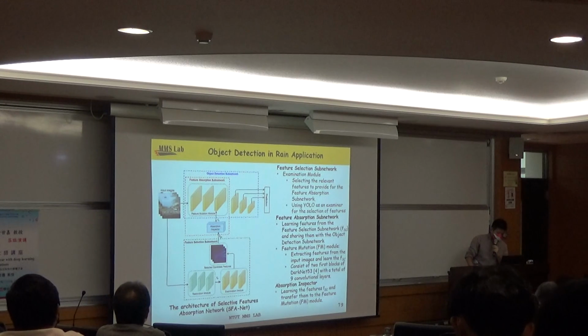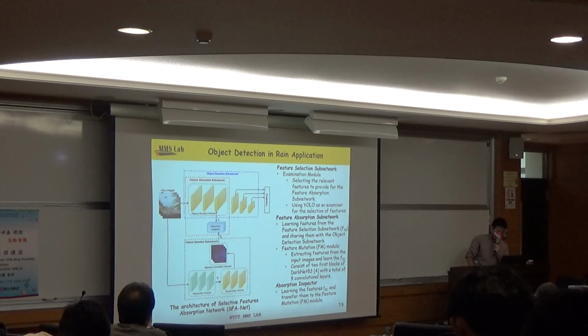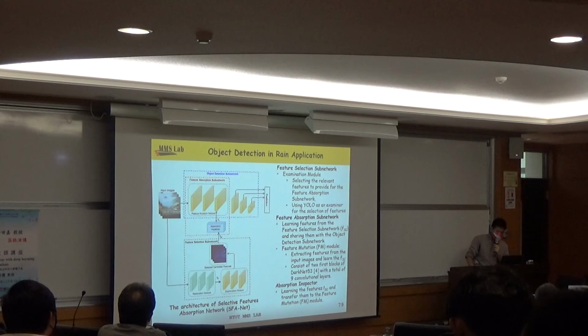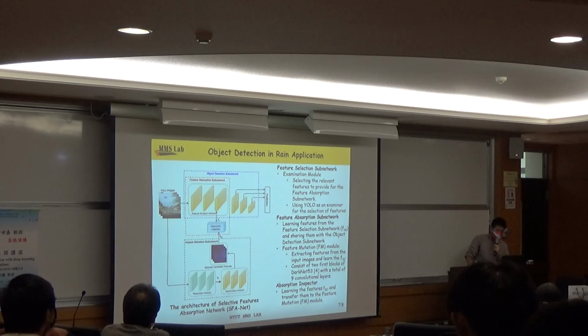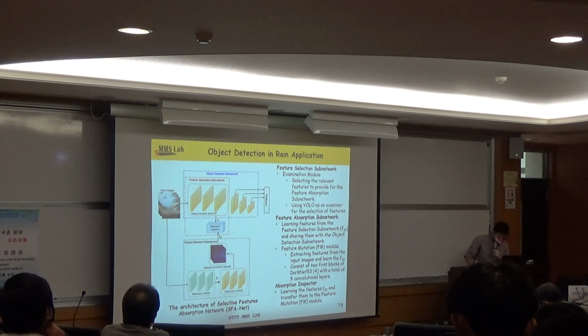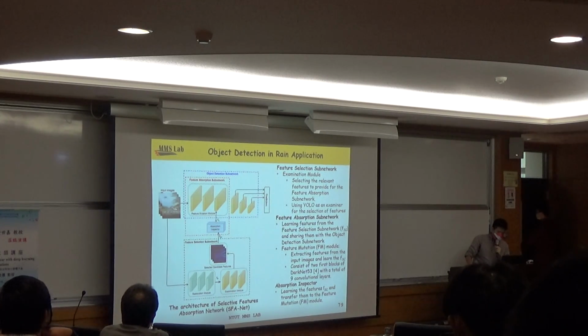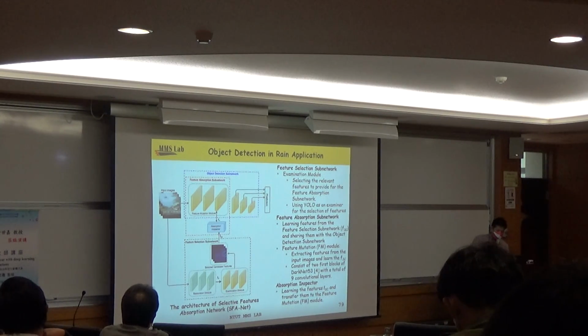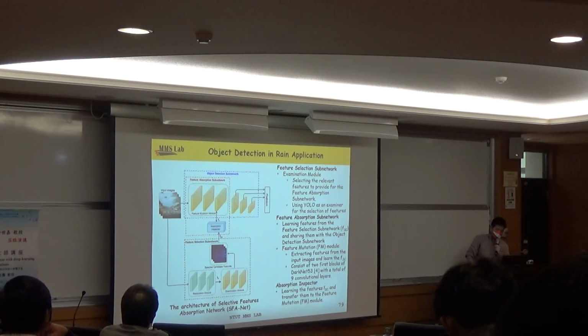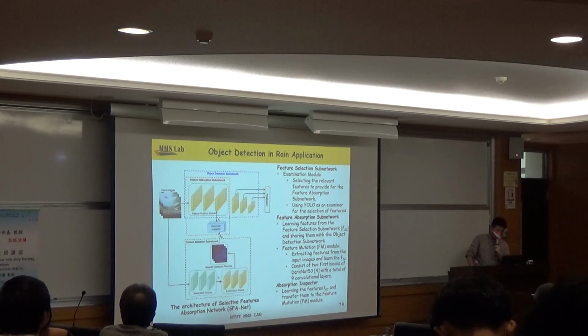So this is our architecture. We call it SFA net. SFA net has 3 modules. The first part is called the feature selection subnetwork. It's here, and we also have the examination model here. So we select the relevant features to create the feature absorption subnetwork, and we use the YOLO-based object detection method as the extractor to select the beneficial features.